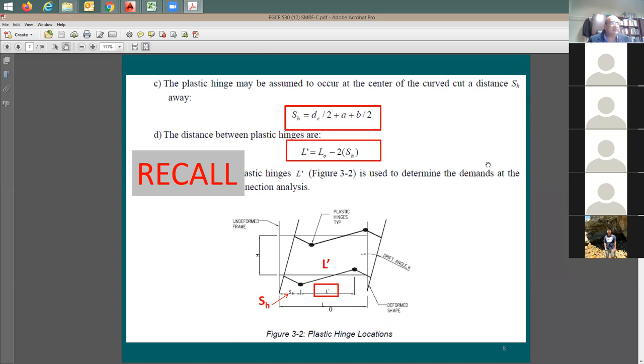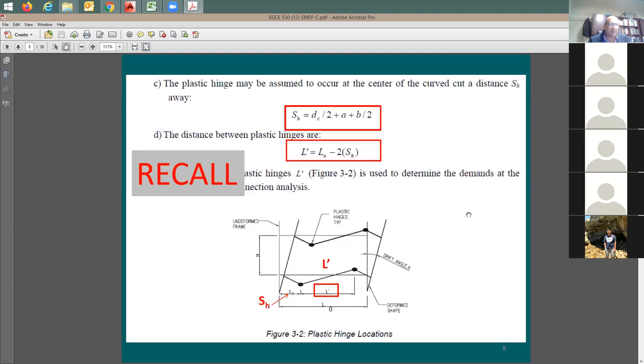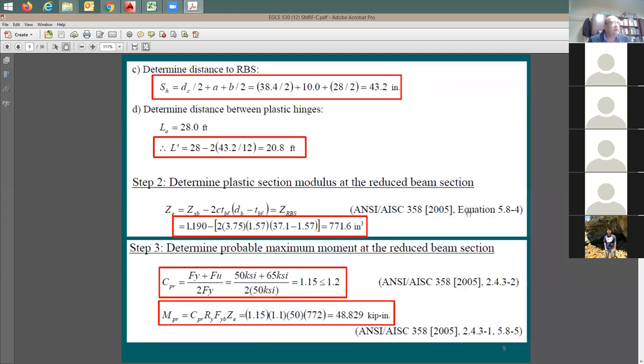A and B here is gonna be the A and B for the RBS. This is the one that you're gonna start with, like this A and B and C, if you remember this A, B, and C. Here's SH. And based on this SH, here's gonna be the clear distance from the center of the plastic hinge to center of the plastic hinge. So this gonna be L sub zero, center of column to center of column.